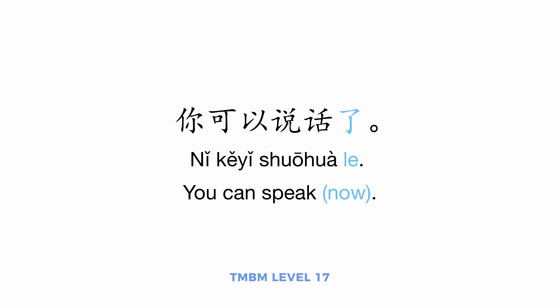Right? So that le is indicating the change that took place there. And once again, this isn't exactly a completed action. It's just a change that happened naturally through the course of time. Let's take a look at sentence 3.